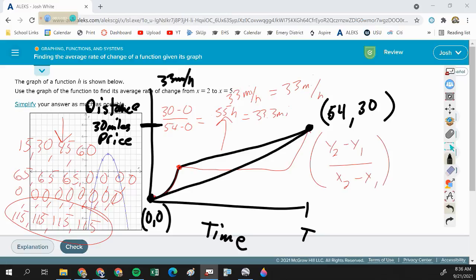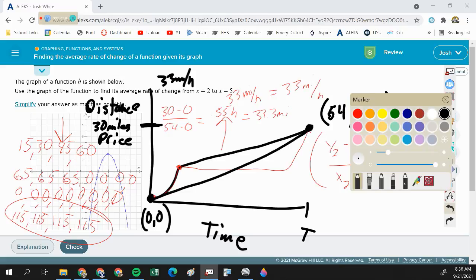So if you want to find the average rate of change, all you have to do is figure out when did you start the clock, when did you stop the clock, and then you just find the slope between those 2 points. And no matter what happens in between, you're going to end up with the same speed.